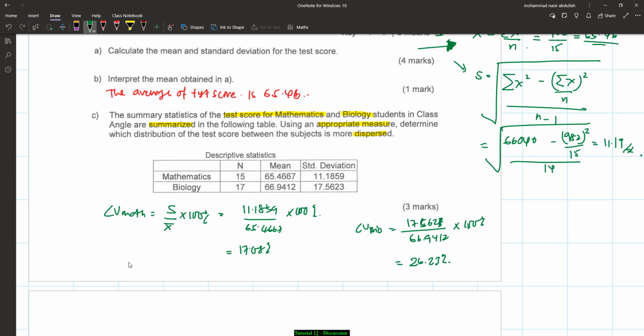The question asks which one is more dispersed. So we can say that biology has more dispersed test scores compared to mathematics test scores.